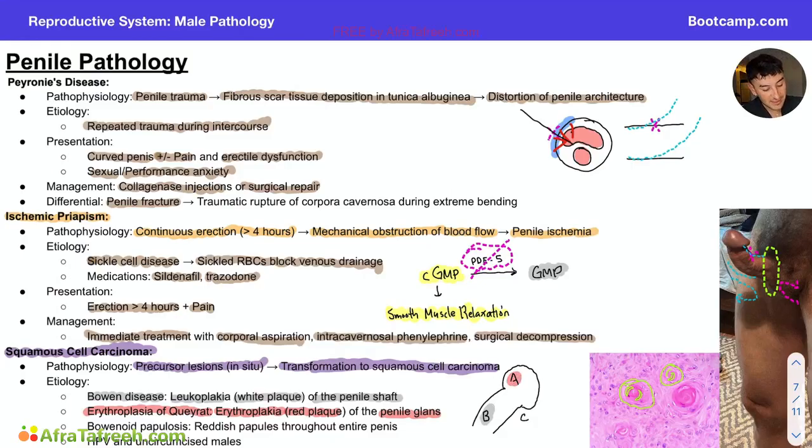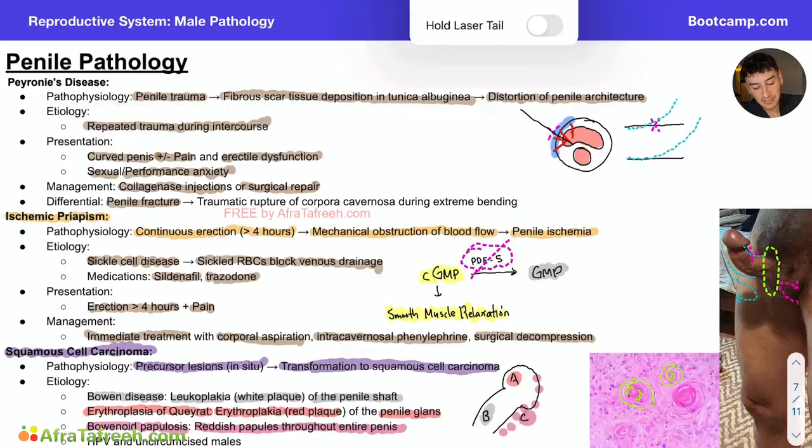And then lastly, we have our last lesion, which is going to be bowenoid papulosis, which is going to be reddish papules throughout the entire penis. So I'm going to kind of draw papules out here all along the outside. This would be representing choice C. This may be how a test question is written. They're asking you about the different locations and the different appearances of these various penile lesions that will eventually lead to our squamous cell carcinoma, characterized by our keratin pearls.